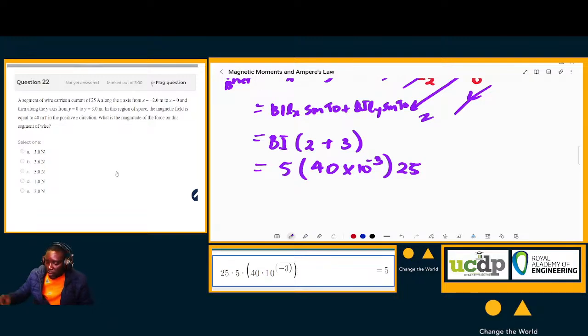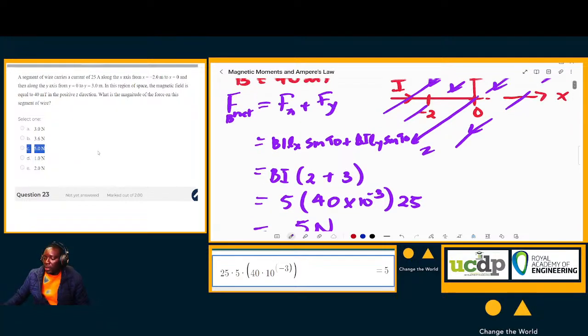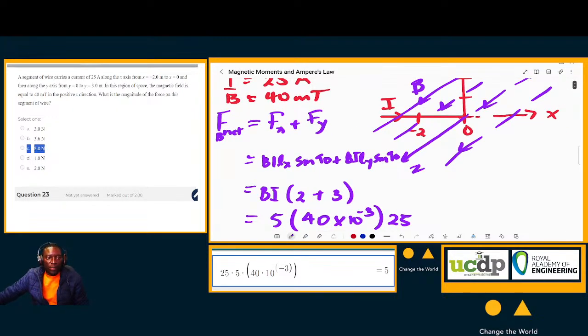Okay, so it says 5. This is 5 newtons. We have 5 newtons there, and we have 5 newtons on our solutions, which is C. So that will be a 5 Newton force acting on this segment of the wire. Okay, so I think that's it with that part.